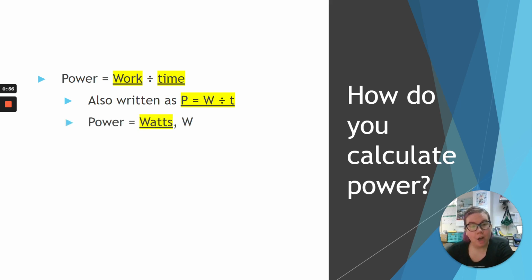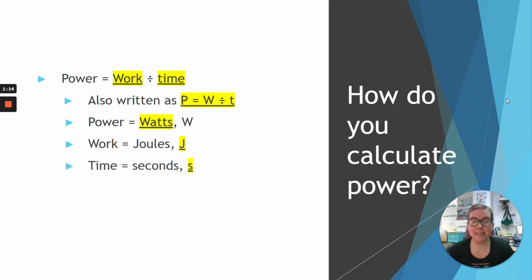And power, our unit for power is measured in watts, capital W, again, named after a dead guy. Work, our unit for work is joules, capital J. We learned that in our work video. And time is measured in seconds, little s for our units. So that is the basics here.